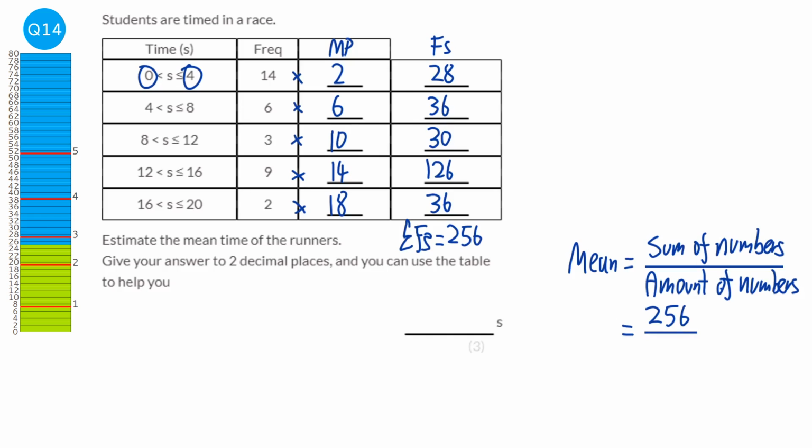And we need to find out how many numbers there are. Well, the frequency column will tell us how many numbers there are, so we're just going to add all of those up together. So we're going to find the sum of the frequency, which is 14 plus 6 plus 3 plus 9 plus 2, which is 34. And when we do 256 divided by 34, we get 7.529 and so on. It wants it to 2 decimal places, so we're going to round it to 7.53.